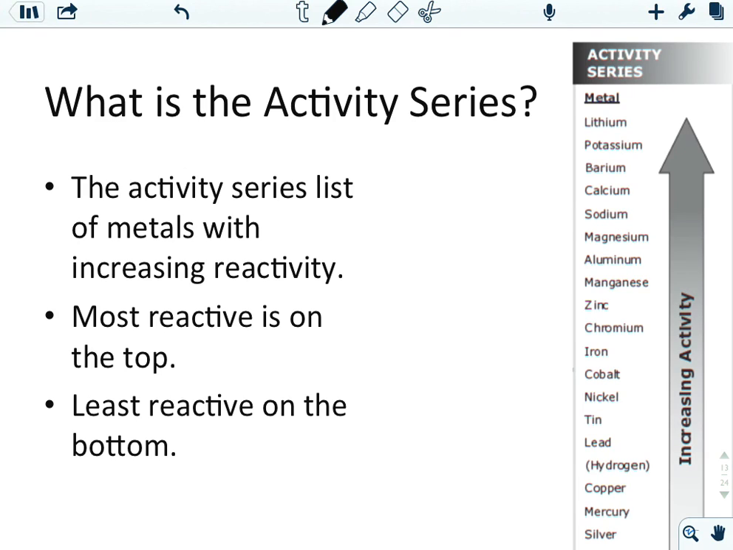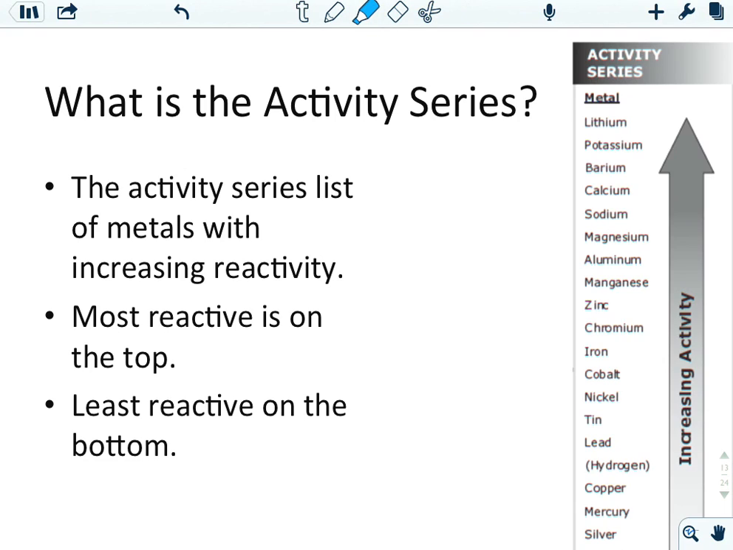So let's start talking about the activity series. Now that we know how to predict the types of products and the types of reactions that we have, let's look specifically at the activity series and how it's used in single replacement reactions. Now, what is the activity series?